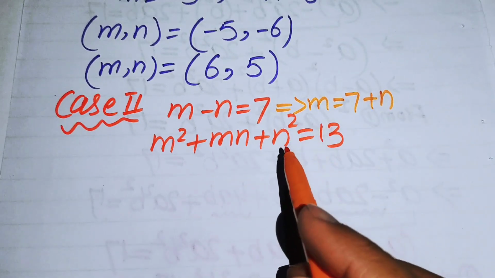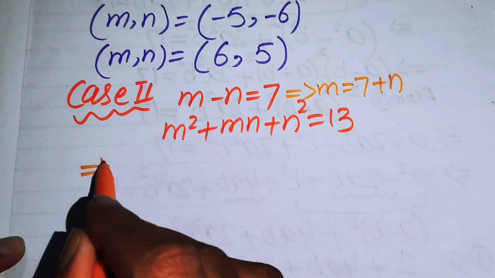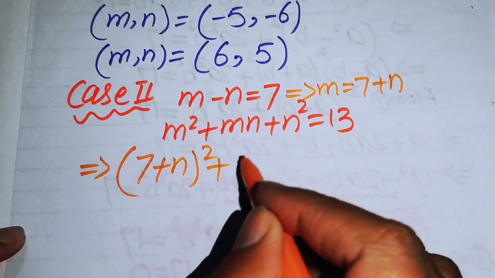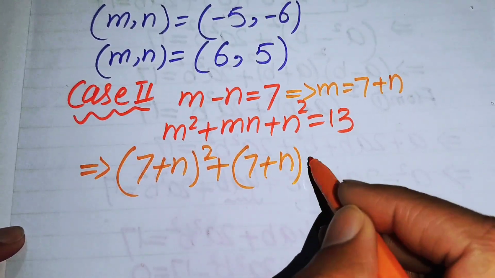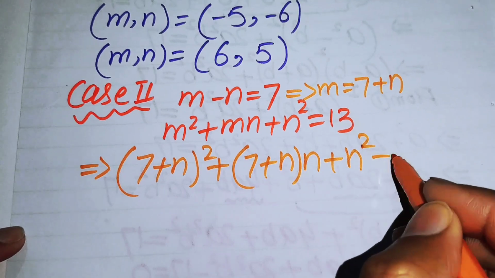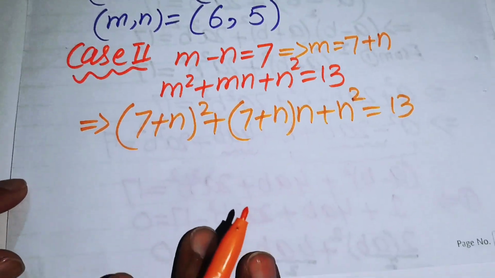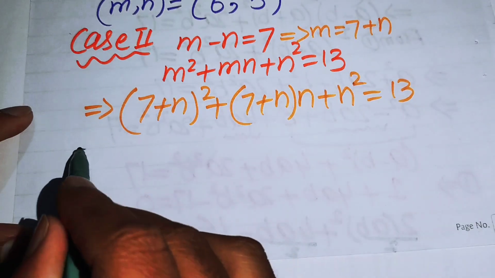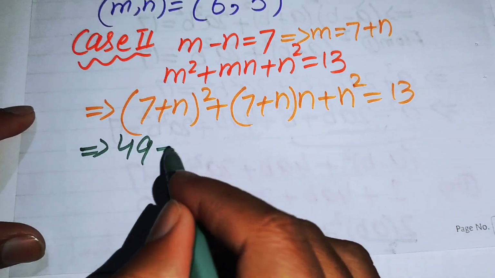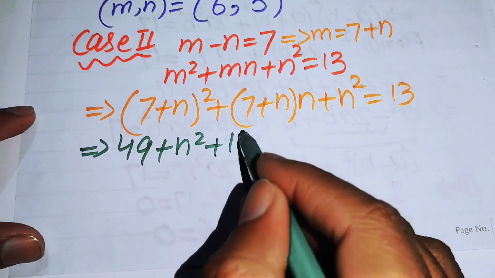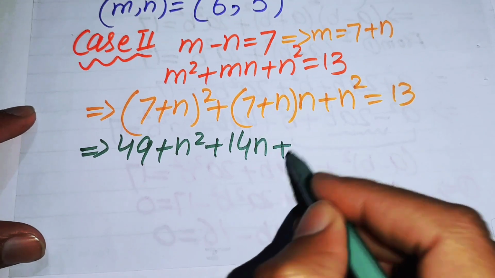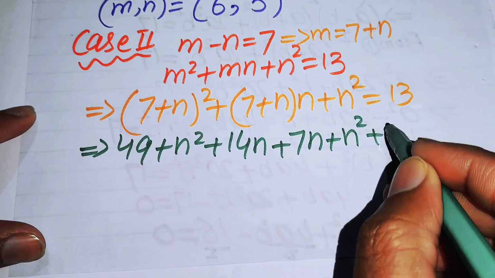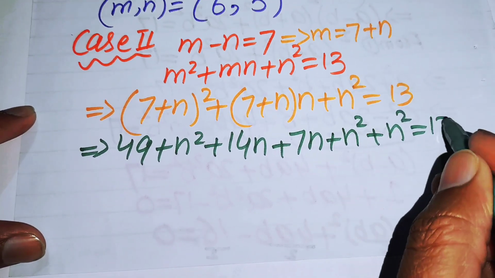And now we put the value of m in this case and you obtain, here you have m squared, so our m is (7 plus n) squared, plus (7 plus n) times n plus n squared equals 13. Now we will simplify this expression. First I can open this square and you get 49 plus n squared plus 14 times n, and we multiply this n on both of the terms and you get 7 times n plus n squared plus this n squared, and this whole equals 13.